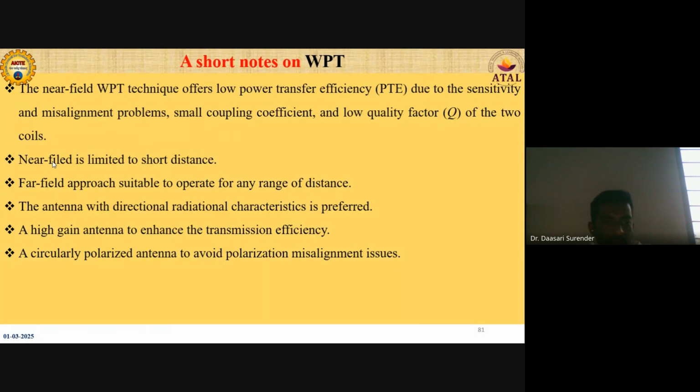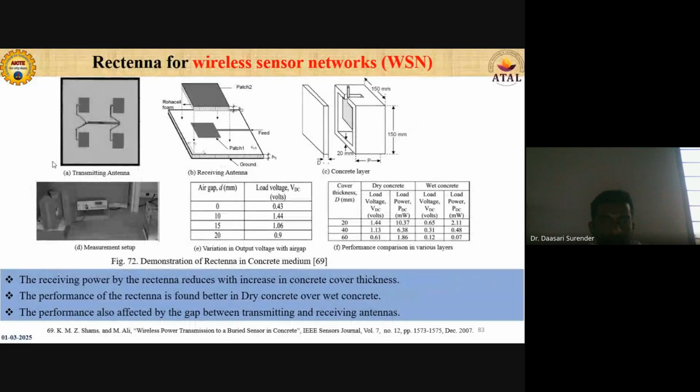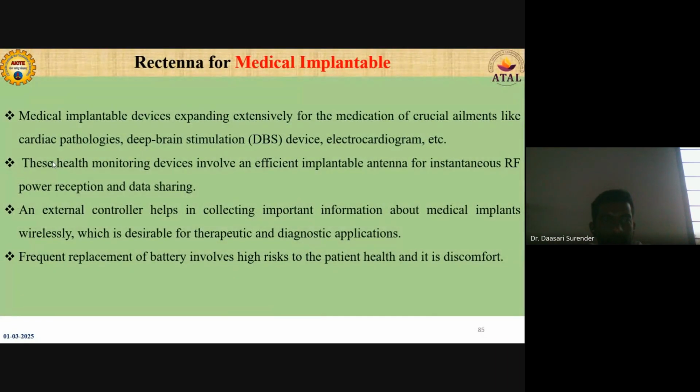In the far field approach, antennas with directional radiation characteristics are preferred for wireless power transmission applications, and a high gain antenna enhances the transmission efficiency. A circularly polarized antenna avoids the polarization misalignment issues in the rectenna system for wireless power transmission. Wireless sensor networks: these are some of the designs used for wireless sensor networks.